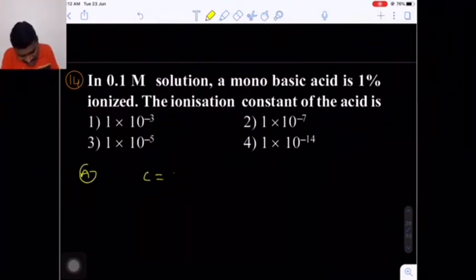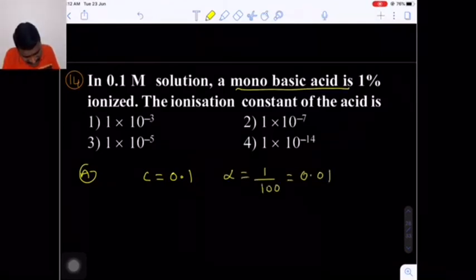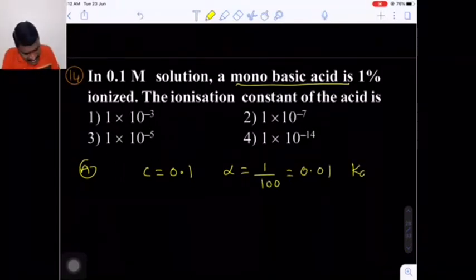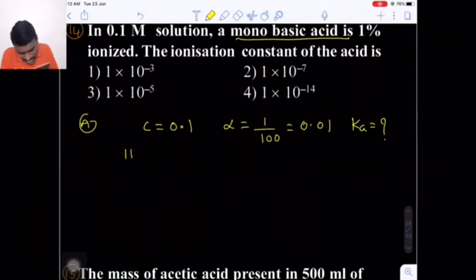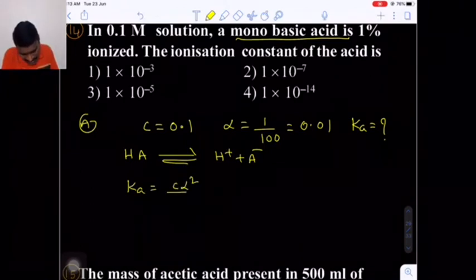Now come to question number 14. A 0.1 concentration solution is given, which is a monobasic acid, that is, the n factor is 1. The degree of ionization alpha is given as 1%, that is 1 by 100, that is 0.01. What is the dissociation or ionization constant? Now do you know the general formula of an acid HA, which will produce H+ ions and A minus ions? We know that in a 1:1 electrolyte, the dissociation constant of a weak acid Ka will be equal to C into alpha square by 1 minus alpha. We can directly use it. You see, the alpha value is too small as compared to unity.